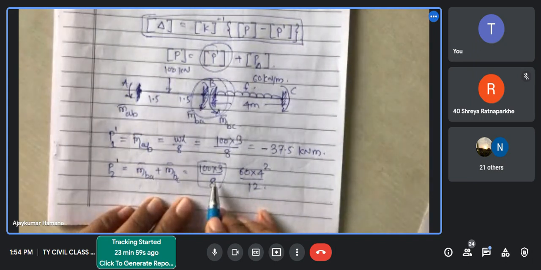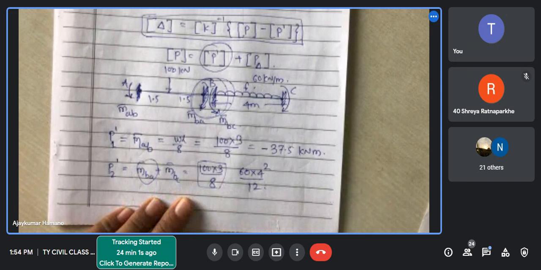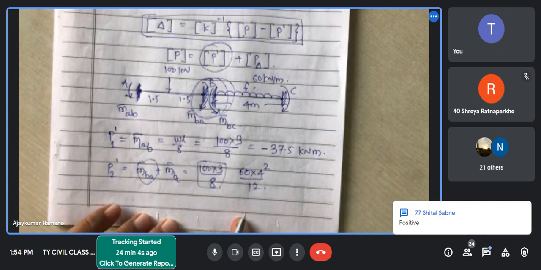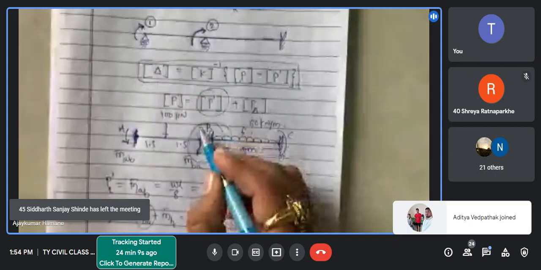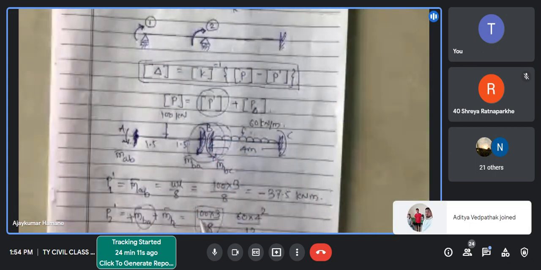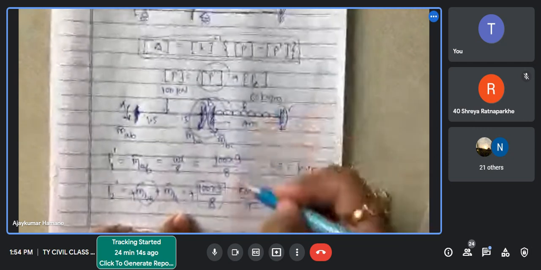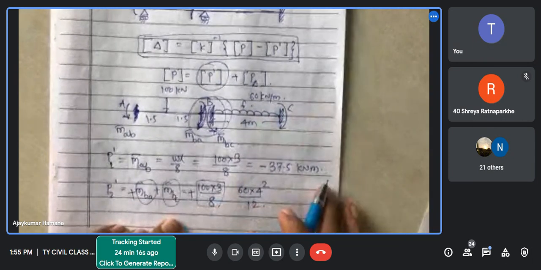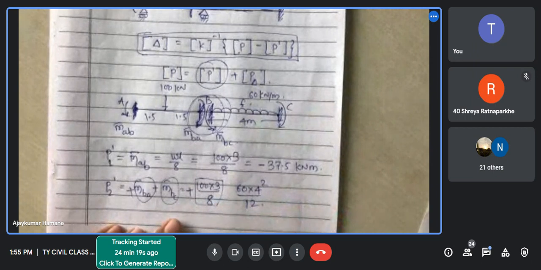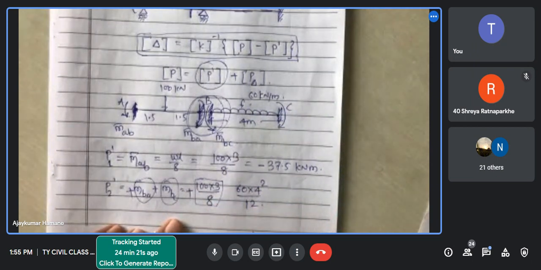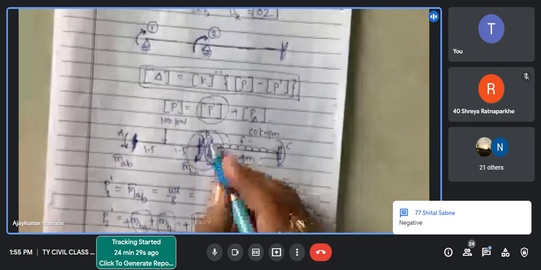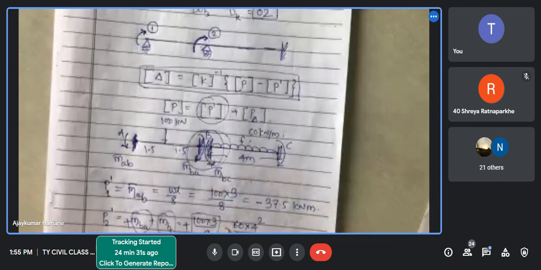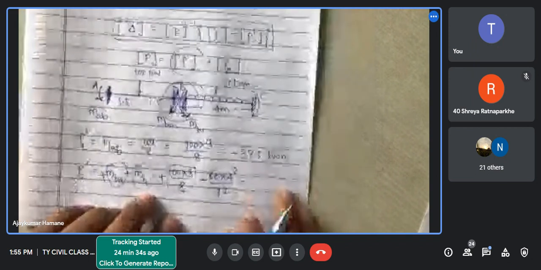Sign convention for this one, M BA. Positive. Simple. So this is what we have assumed, clockwise. So here also clockwise. So positive. Correct. Very good. And for this quantity, M bar BC, negative. Simple. This is a clockwise movement, but here we are getting anti-clockwise. So negative. So what is the value?